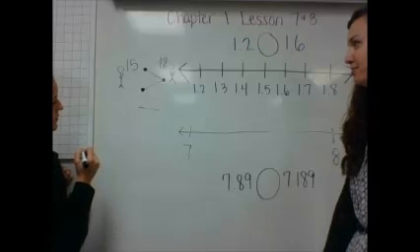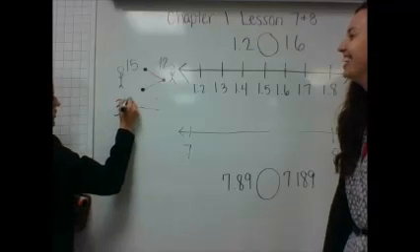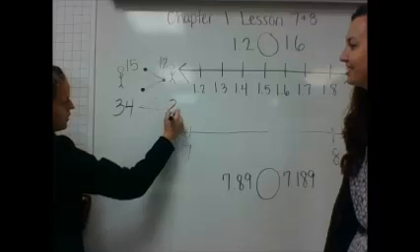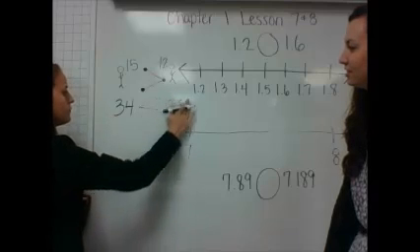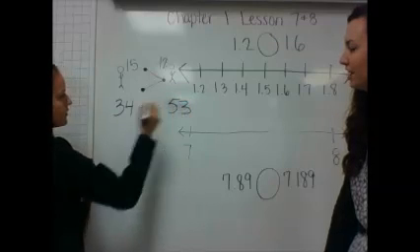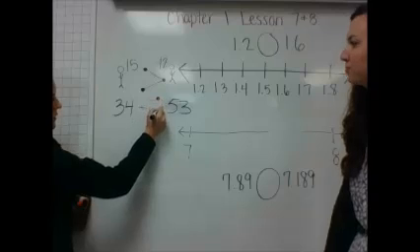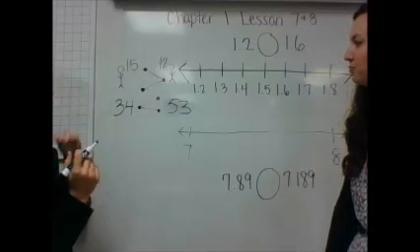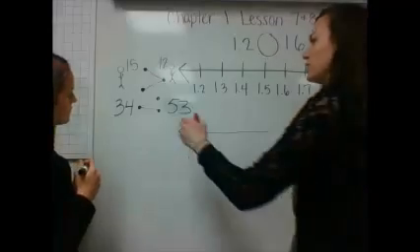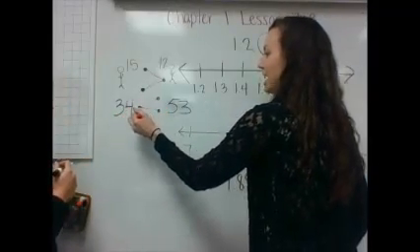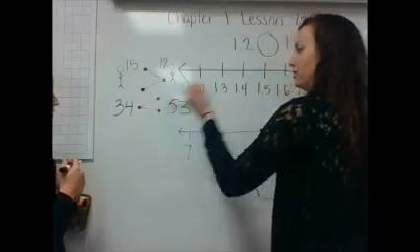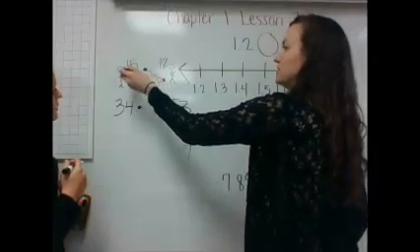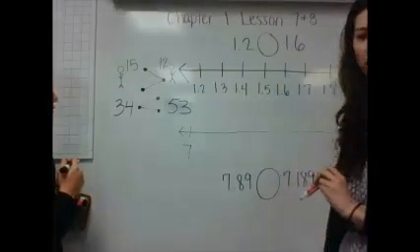So 34 and 53. 53 is bigger, 2 M&Ms. 34 is smaller, 1 M&M. So he eats the bigger guy, and you always read it that way. So 34 is less than 53, because it's smaller. Whereas 15 is greater than 12.